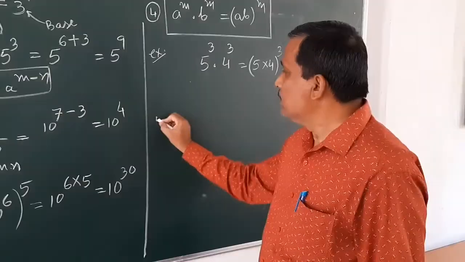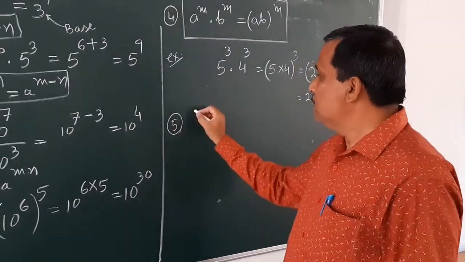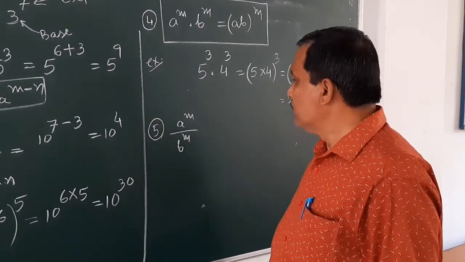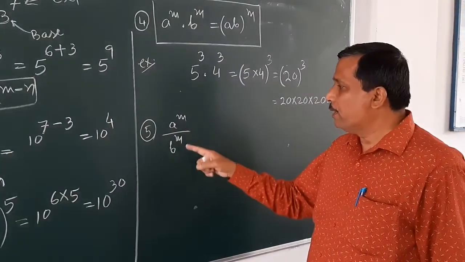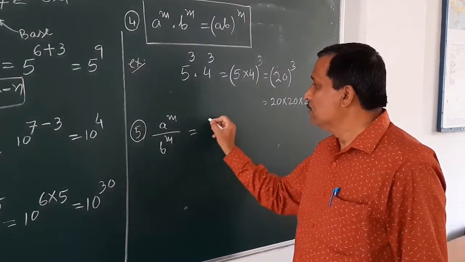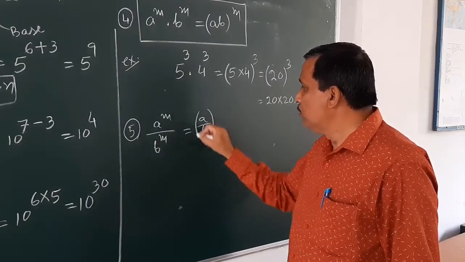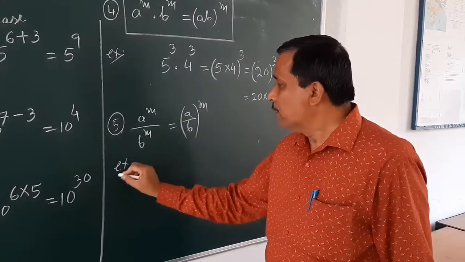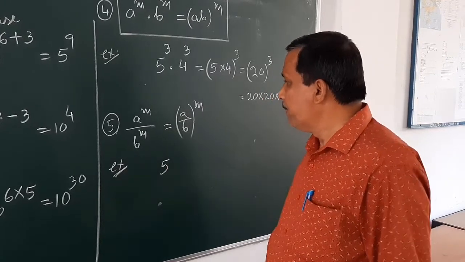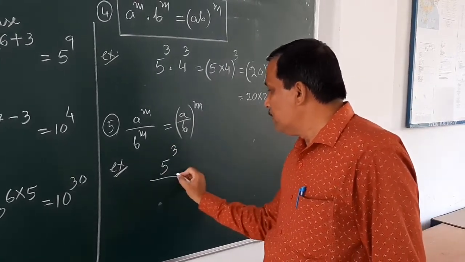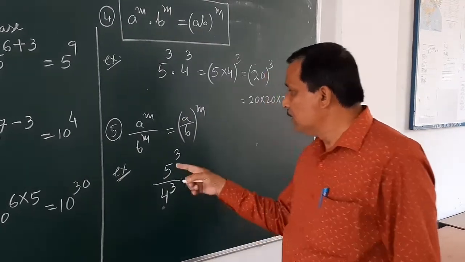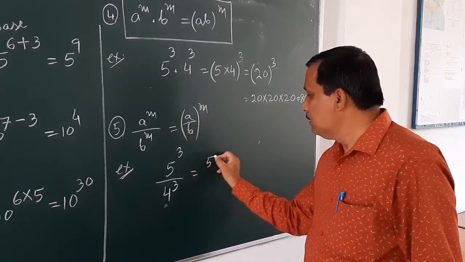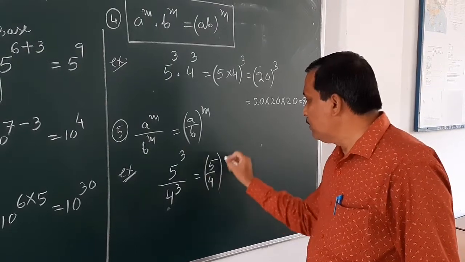So next formula, next law, number 5, that is a to the power m by b to the power m. You see here, the bases are different, but the power are same, but they are divided. So this will be a by b whole to the power m. Okay, so these are very interesting. And you take one example of that. Suppose 5 to the power 3 by 4 to the power 3. Here you see, the bases are different, but the power are same. So this can be written as 5 by 4 whole to the power 3.